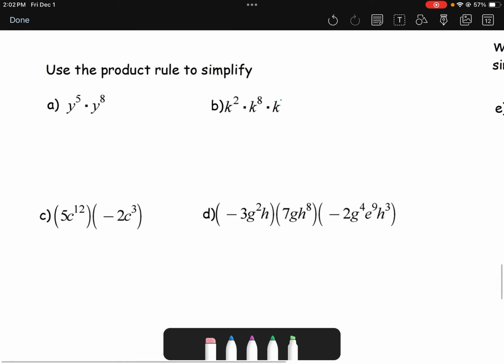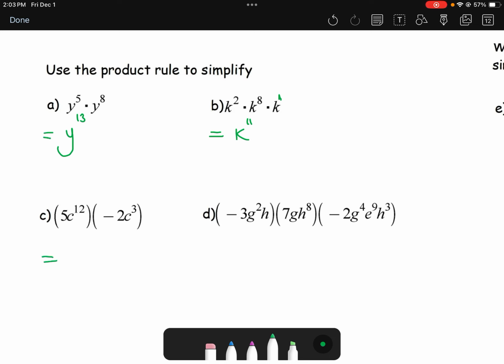Okay, let's do a little bit more practice here. So we're using the product rule. I have the same base, so again, we're going to add. 8 plus 5 is 13. If you want to, put a little implied 1, so the k's are the base. 2 plus 8 plus 1 is 11.